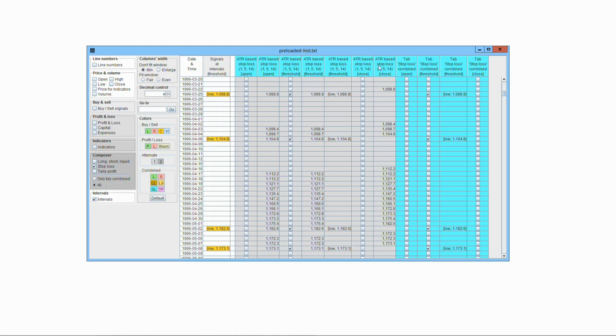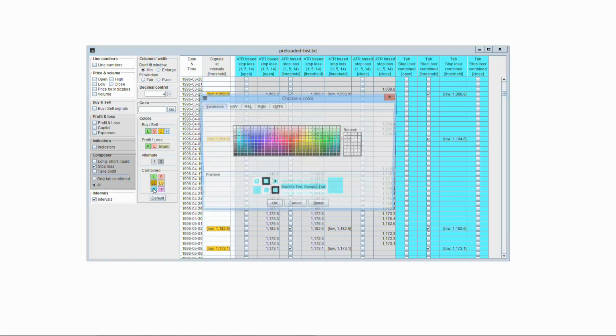The colors of the headers and of the background for the logical combination of the tab is determined by the SL button in the combined pane. It is customizable by clicking it.